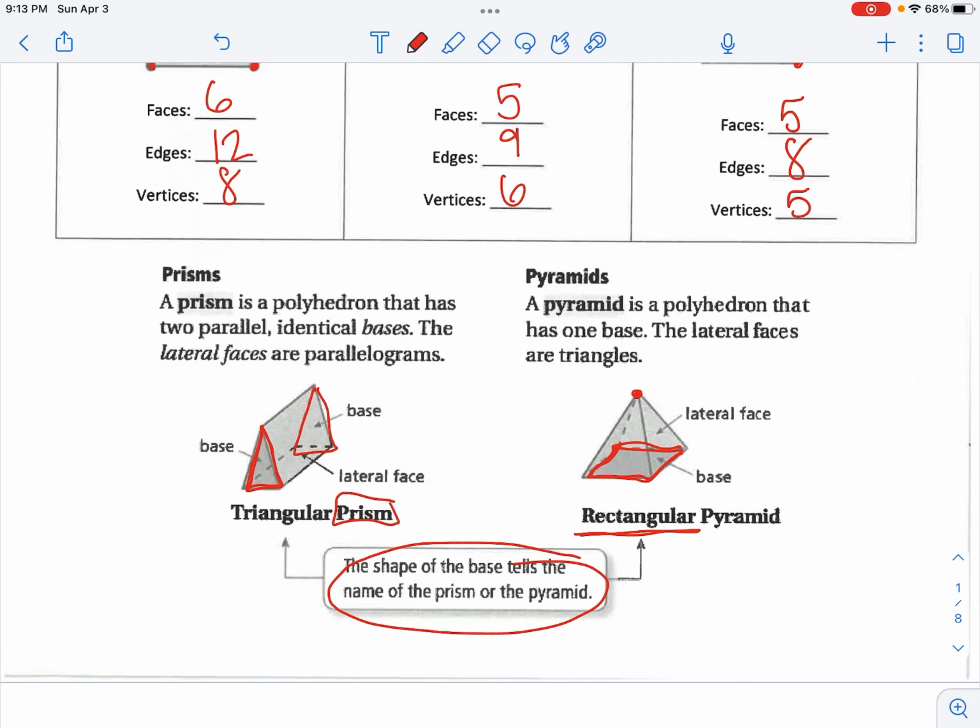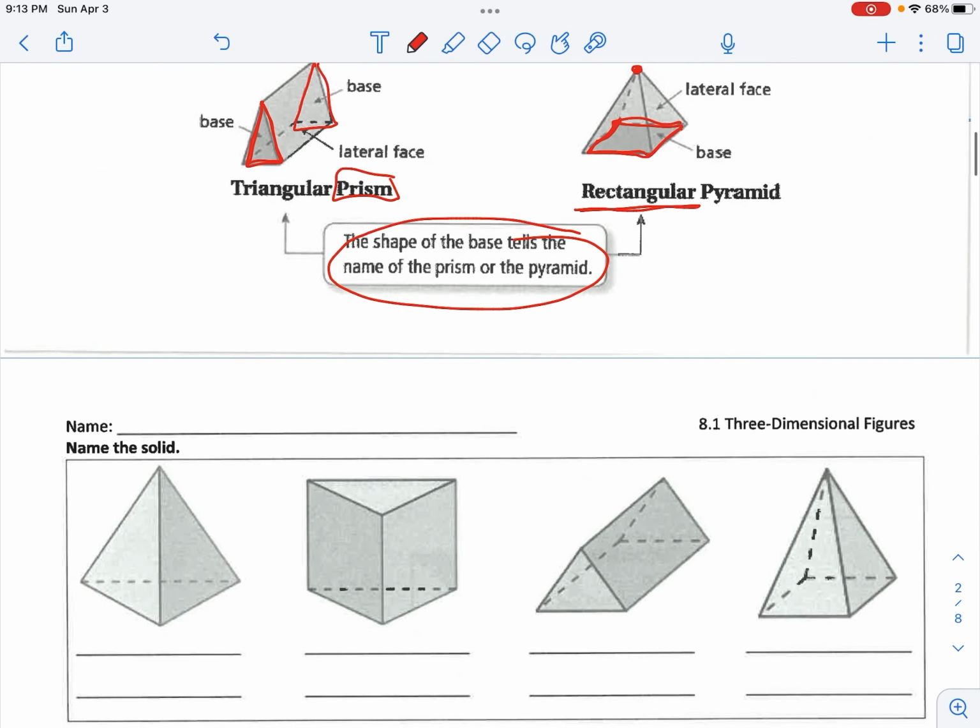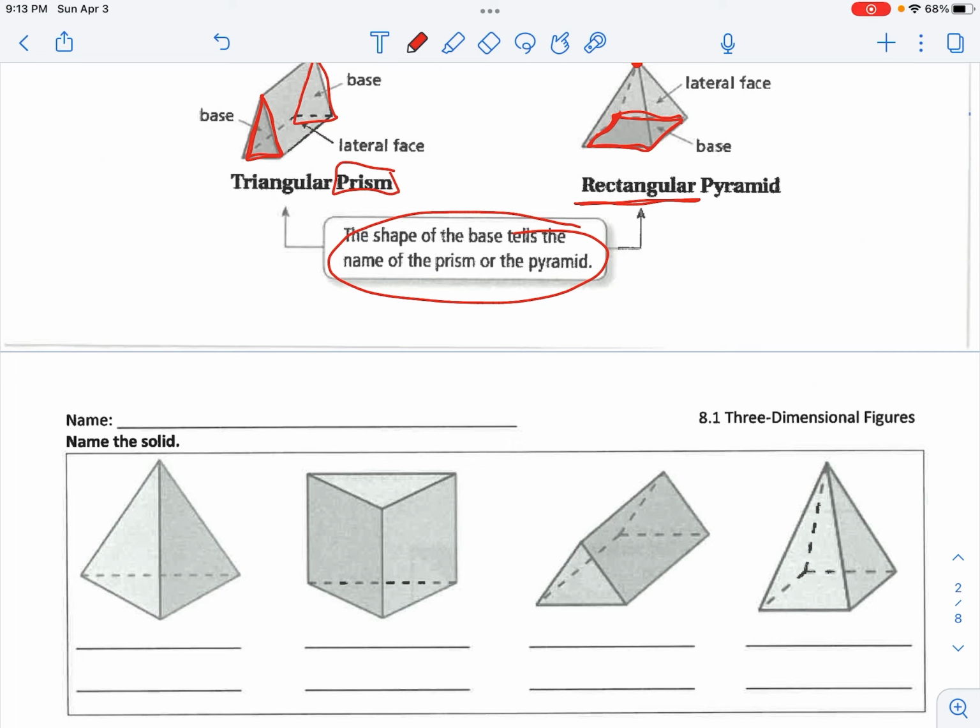Okay? So on this next page, we're going to be naming these 4 shapes. The first thing you're going to do is figure out, is it a prism or is it a pyramid? And if you want to find the base, that's probably the easiest way. So this one, I know it comes to a point, so it has to be a pyramid. So I'm going to write pyramid on the second line, not the first, write it on the second line. Then I have to figure out what shape is my base. It's a triangle, so this is a triangular pyramid.